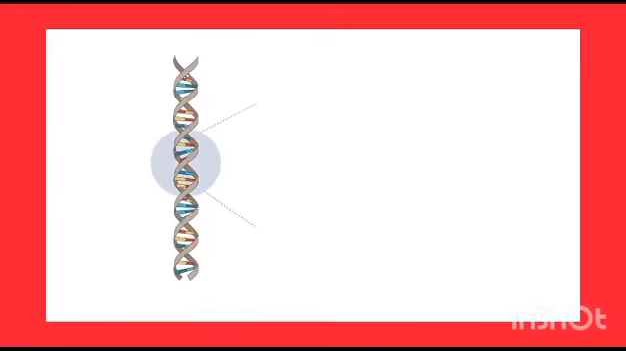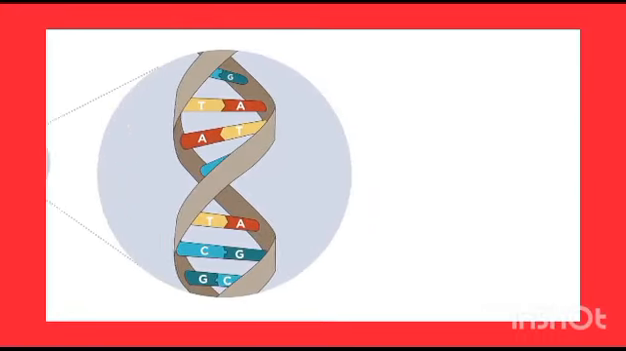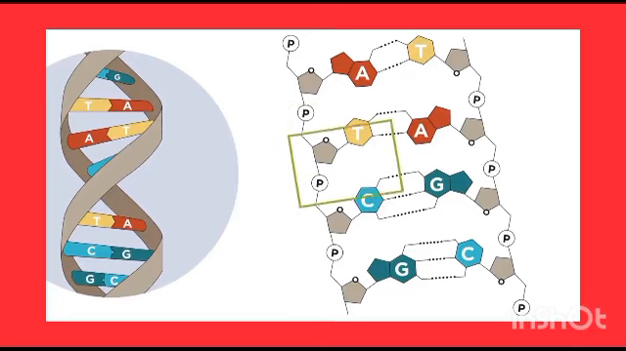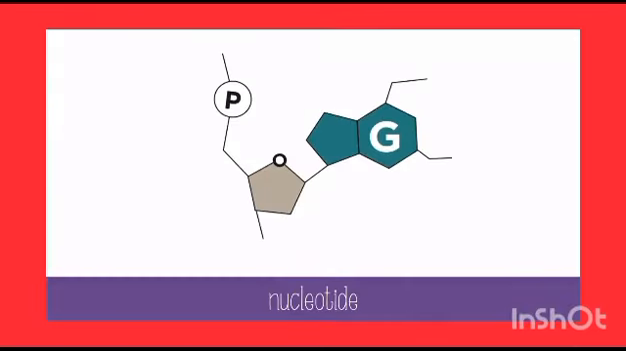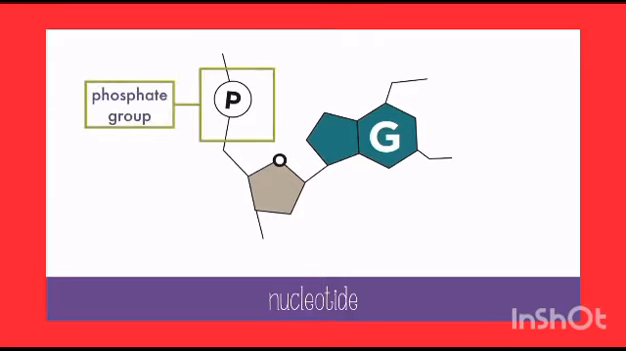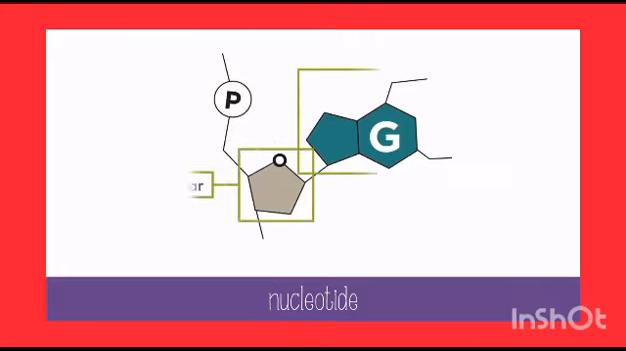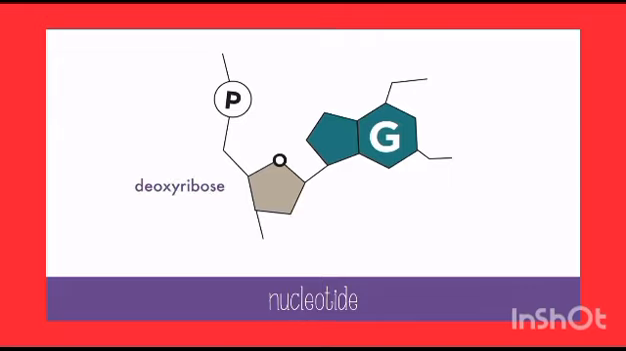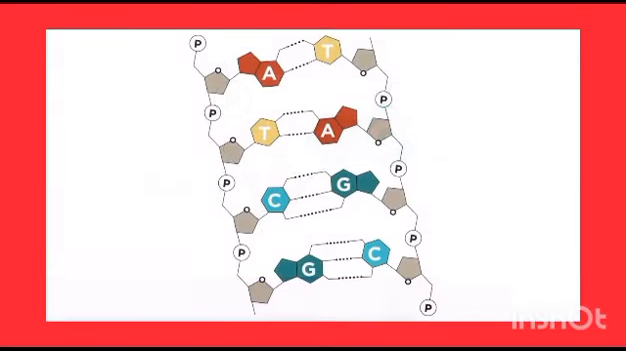The DNA has repeating subunits, and those subunits are called monomers, or nucleotides specifically. The nucleotide has three main parts: a phosphate group, a sugar, and a nitrogen base. In DNA, the name of the sugar is deoxyribose, which is part of DNA's name, and there are 4 nitrogen bases in DNA. The bases are thymine, adenine, cytosine, and guanine.